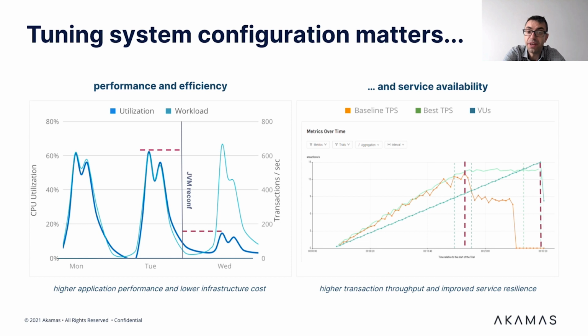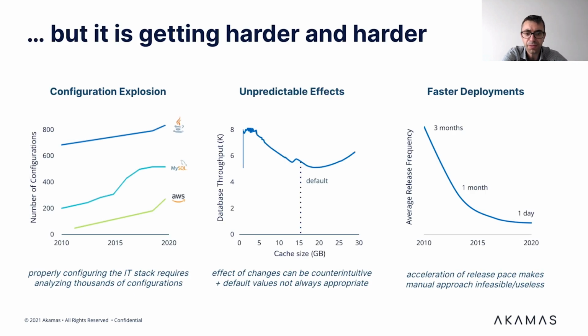On the right, you have another example where an optimal configuration significantly improves service resiliency. While the baseline configuration crashed under load, the best configuration supported the target load with much greater stability. So tuning system configuration really matters. And this does not apply only to Java, it also applies to all the infrastructure levels, from databases to Kubernetes containers, middleware, and application servers to any other technology.